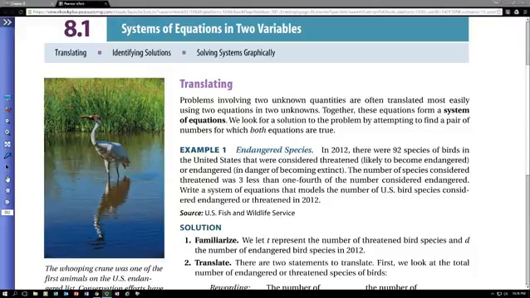Chapter 8, Section 1, Systems of Equations in Two Variables. Well, they kind of drill right into word problems to really highlight how powerful this is when we can do a system. A system, in this case that we're going to focus in on, is two lines.